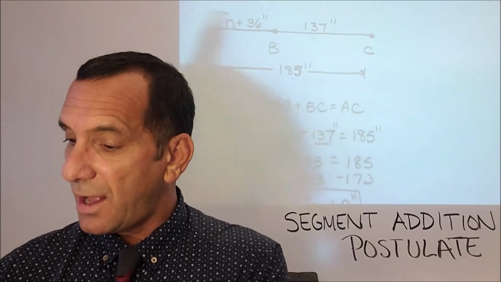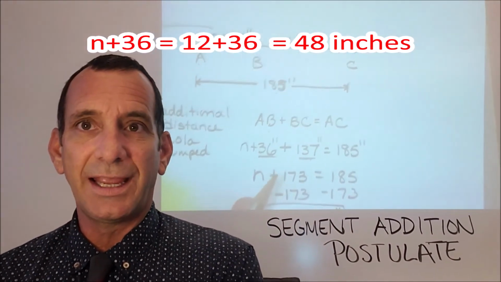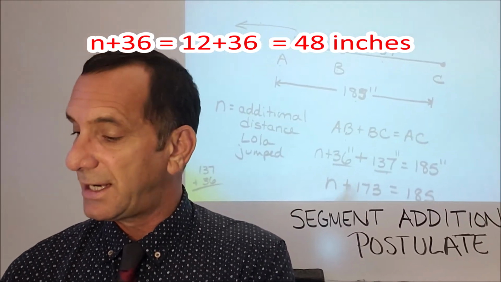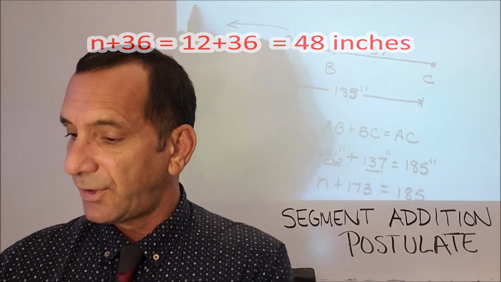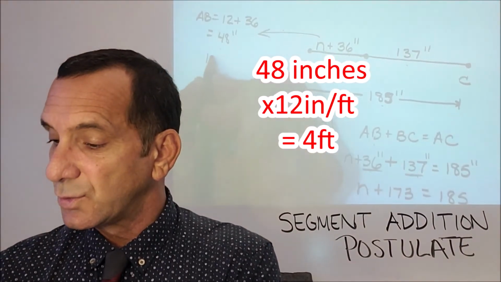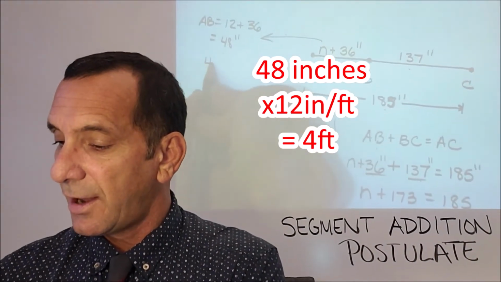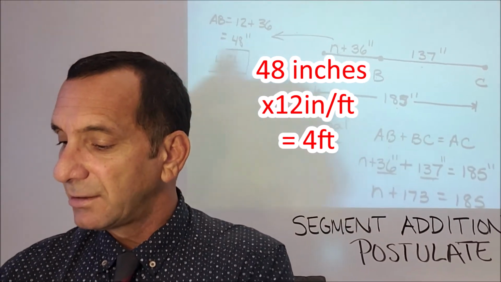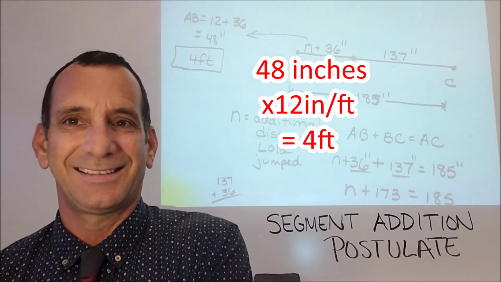then we know that on that given day, Lola ate all of her vitamins, she got a great night's sleep, she jumped 48 inches, which is 4 feet. Lola jumped 4 feet on a great day.